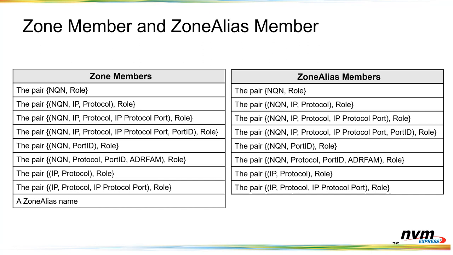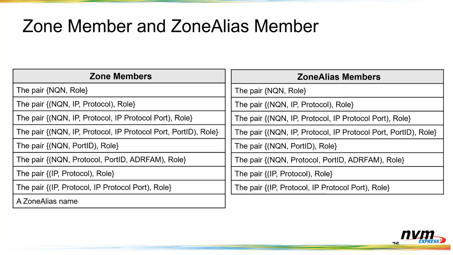And finally, what are the members that we put there? As I said, in NVMe, the fundamental identifier of an endpoint, which can be a host or a subsystem, is the NQN. So as you can see, most of these zone member types that we defined have the NQN as the main thing.